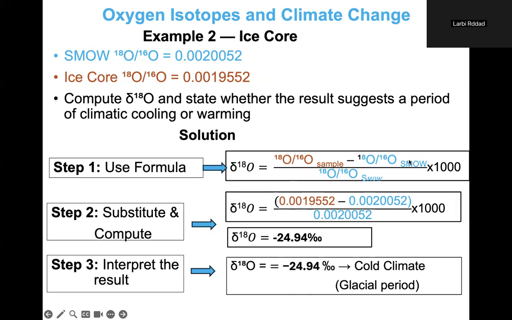Minus standard right here, which is this value right here, 0.02052, divided by the standard, which is the same number, times 1000. When you do this minus this over this times 1000, you get minus 24.94 per mil. That's how I pronounce per mil, which means per thousand instead of percent. It should be per thousand.